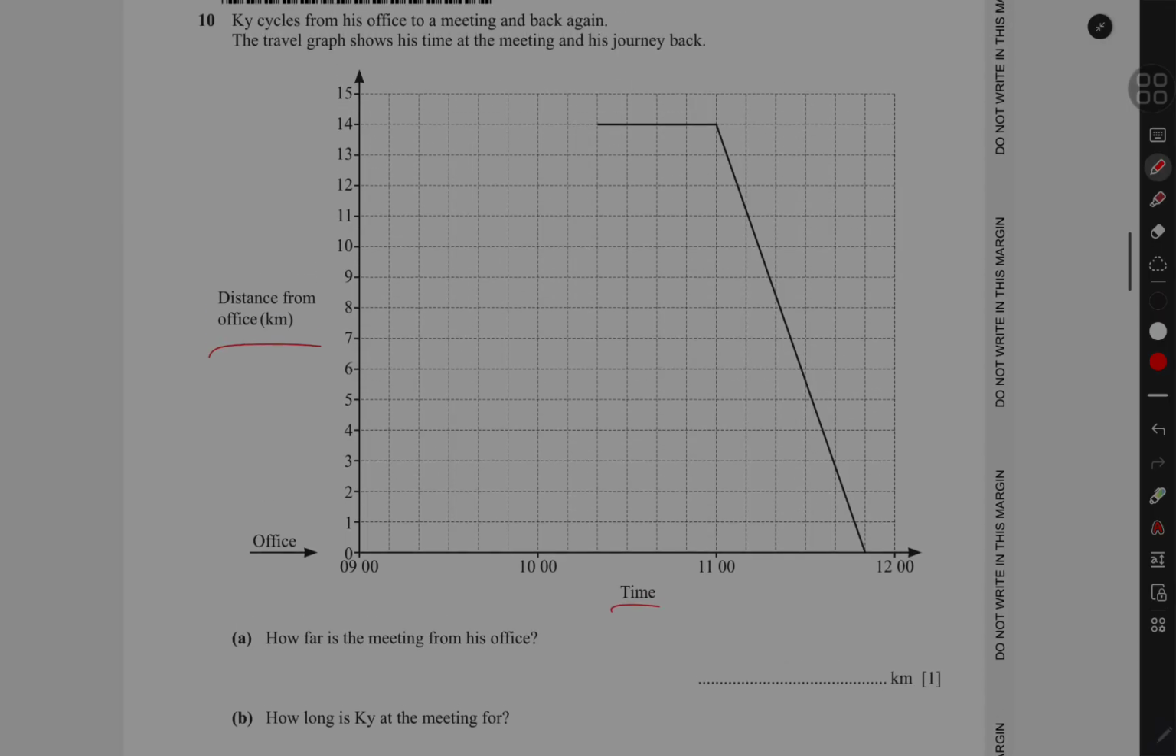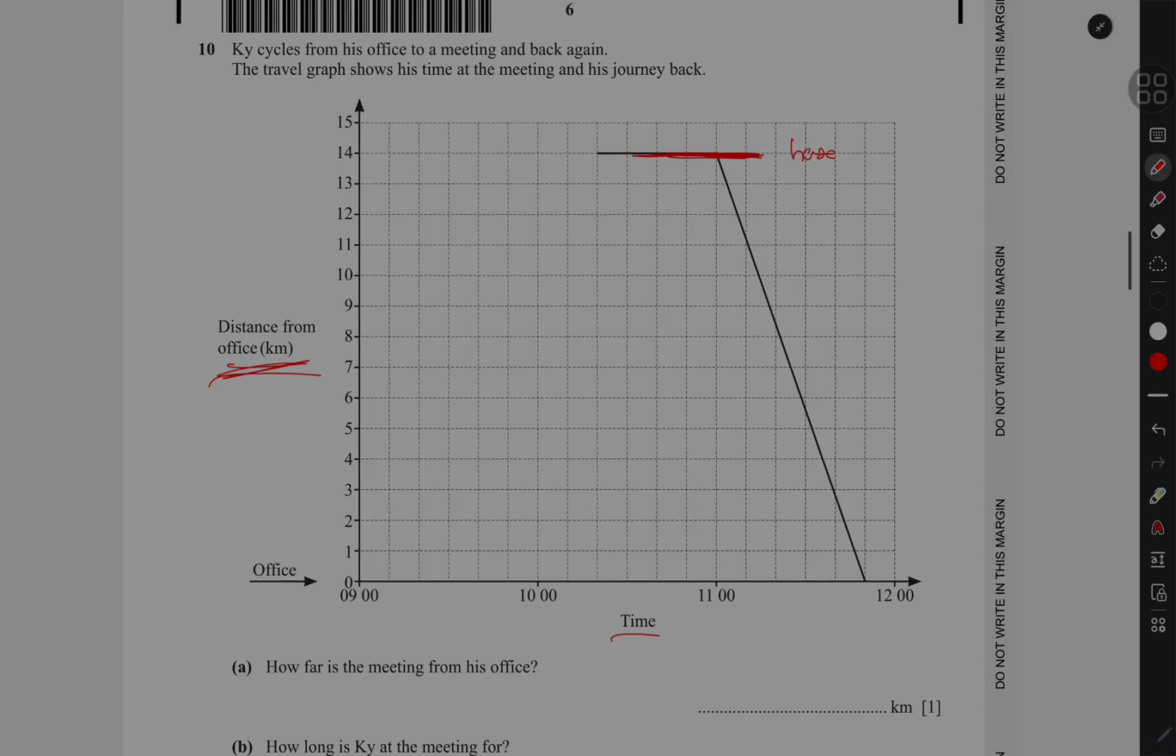How far is the meeting from his office? That's pretty easy. Distance from his office in kilometers, where is the maximum? So 14. Here is his office, sorry, and here is the meeting. Now, it's pretty simple. He starts over here, 14 kilometers, and then it reduces down to 0.